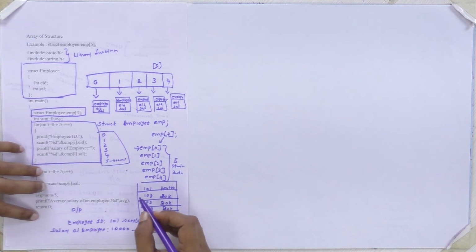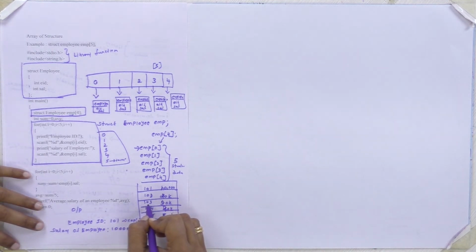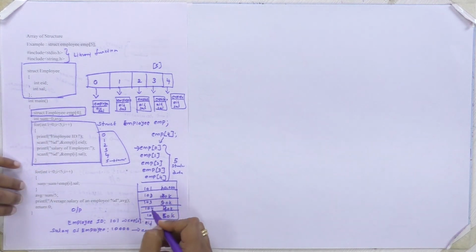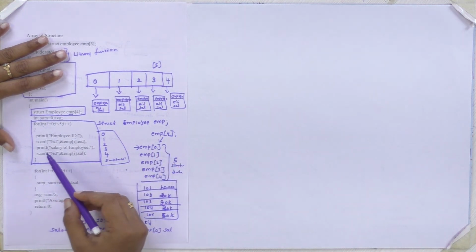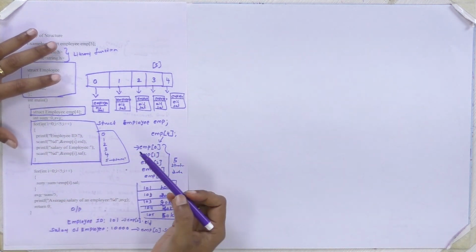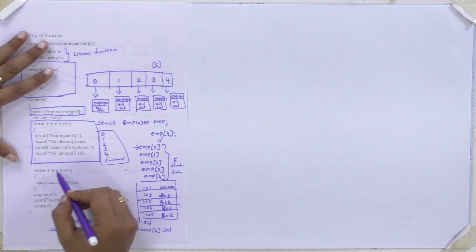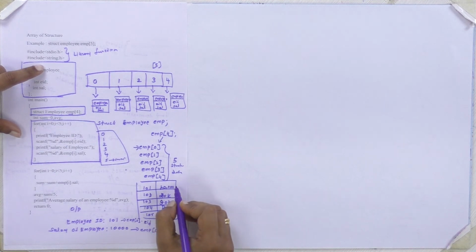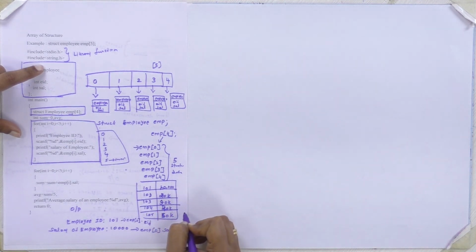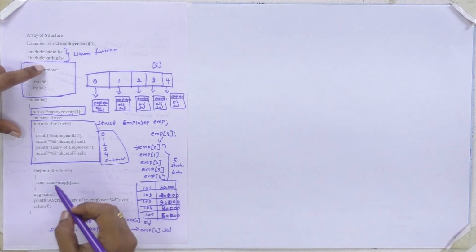Again it will ask for the employee ID, so you give 102, 20,000. Again it will ask for the third employee ID, 103, 30,000. Like this it will ask for 5 data from the user. After that I am going to add the salary of the employees and compute the average. To make it simple, I need to add the salary of all employees: 10,000, 20,000, 30,000, 40,000, 50,000.